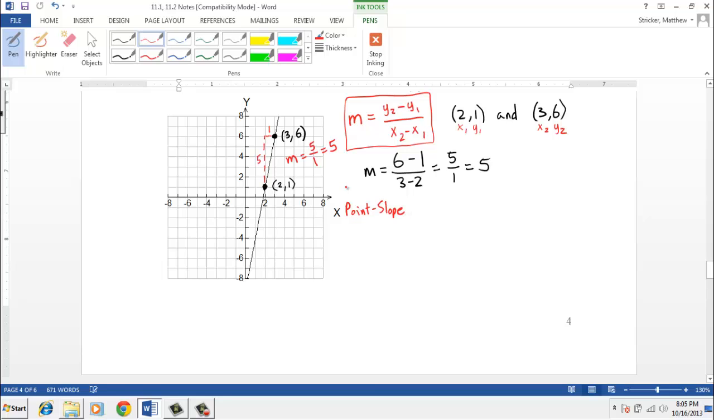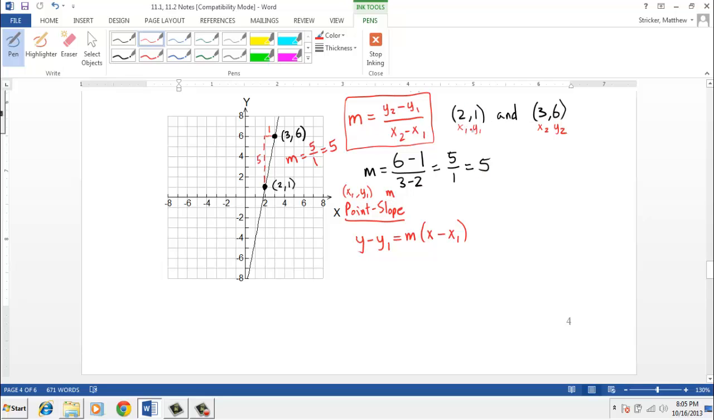That's what we want to use if we have a point x1, y1, and a slope m. And this form looks like y minus y1 equals the slope times x minus x1. And we have the slope is 5, and we have a point. We have 2 points to pick from.